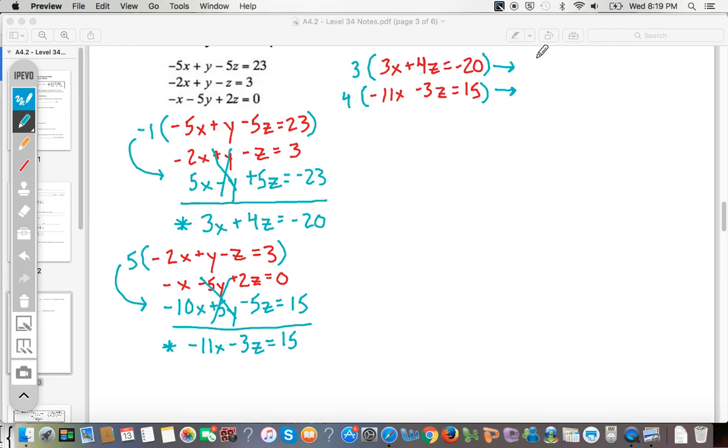Okay, so 3 times 3x, that's 9x. 3 times 4z, that's 12z. And 3 times negative 20 would be negative 60. And the bottom one, 4 times negative 11x, is negative 44x. 4 times negative 3z is negative 12z. And 4 times 15 is positive 60.